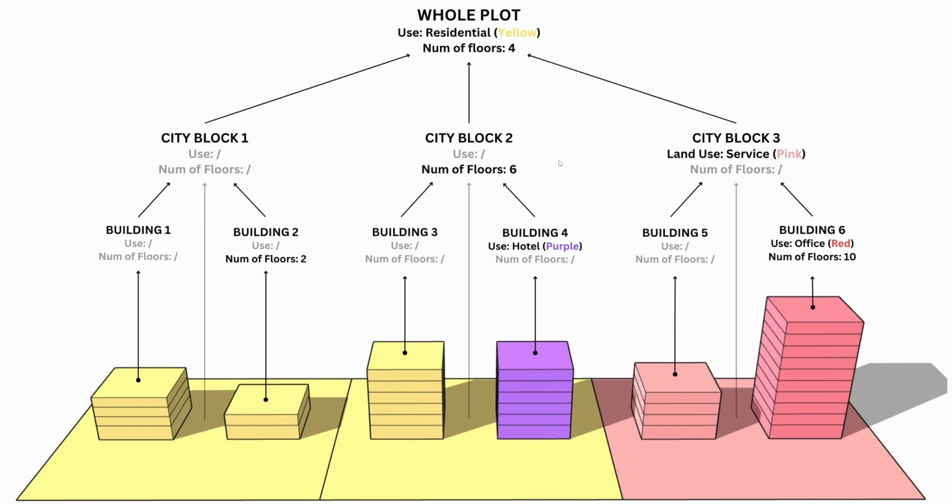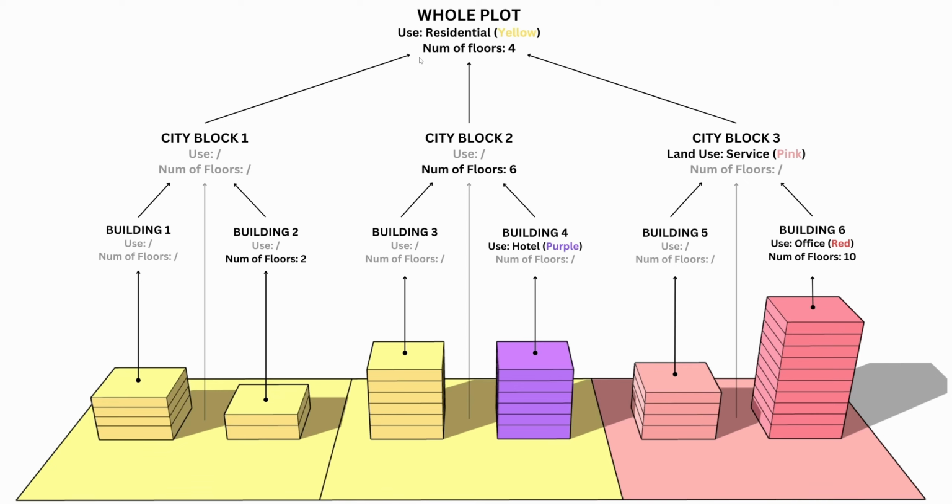For the sake of example, it is simplified as it shows just two types of parameters, which is the use, such as residential, and the second type are the number of floors. However, the concept is the same for all parameters. We call it the parameters hierarchy because every parameter can be set at different levels.